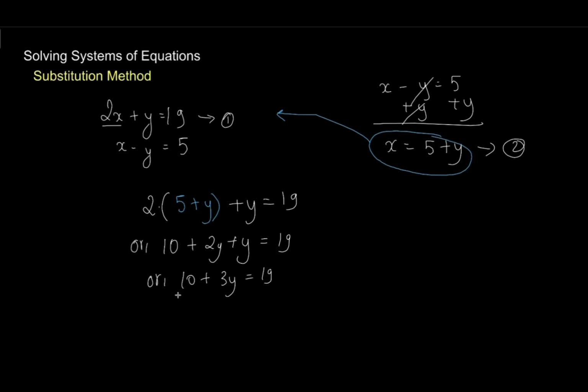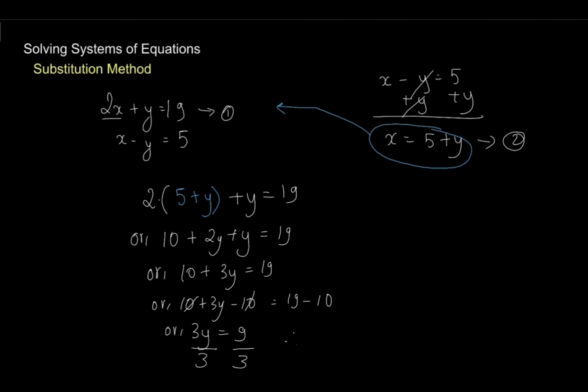Now to only have 3y on the left side, we need to subtract 10 from both sides. So what we can do is 10 plus 3y minus 10 equals 19 minus 10. Now 10 and 10 cancel on the left side, so we are left with 3y equals 9. Dividing both sides by 3, the value of y is 3. Now we have to find the value of x as well. Putting the value of y in equation number 2, we get x equals 5 plus 3. So the value of x is 8.